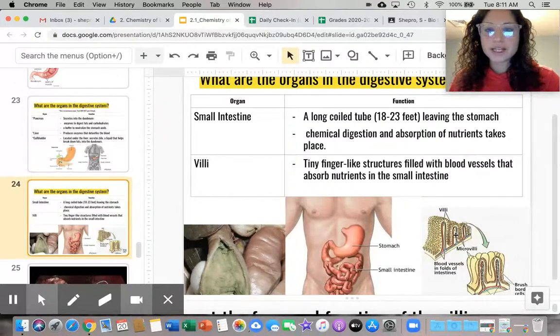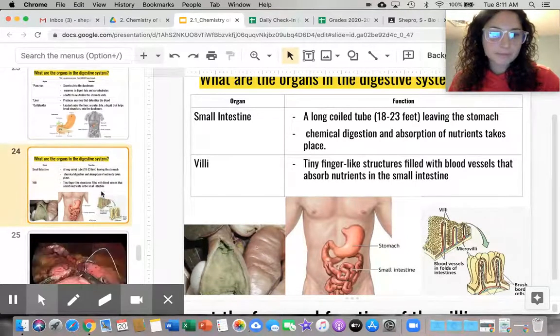So this is a great example of form and function. The form would be the physical villi here that we see. The function being it creates more surface area so we can better absorb the nutrients that we eat.